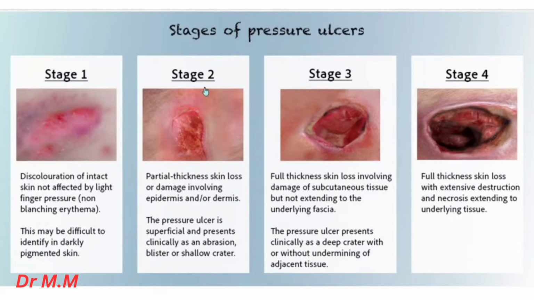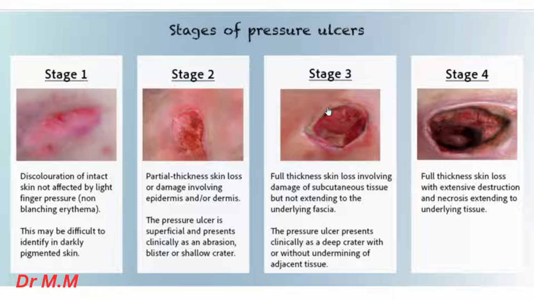Okay, here we are going to explain the conclusion of stages of pressure ulcer. As we said, in stage 1, we have discoloration of intact skin not affected by light finger pressure, or non-blanchable erythema. This may be difficult to identify in darkly pigmented skin. In stage 2, we have a partial thickness skin loss or damage involving epidermis and or dermis. The pressure ulcer is superficial and presents clinically as an abrasion, blister, or shallow crater.